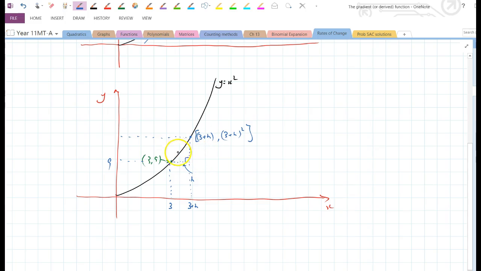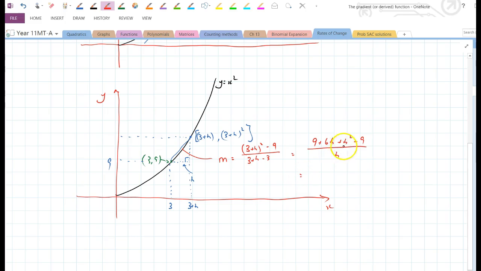So if I now measure the gradient of this line that joins those 2 points, I'm going to do y2 minus y1, so it's (3 plus h) squared minus my y coordinate here, which is 9, over my x coordinates, 3 plus h minus 3. All right, so we need to work this out. That needs to be expanded. I'll do that for you. It's 9 plus 6h plus h squared minus 9, over h.